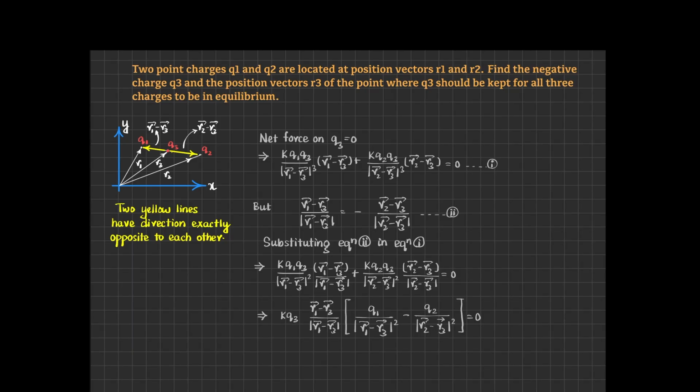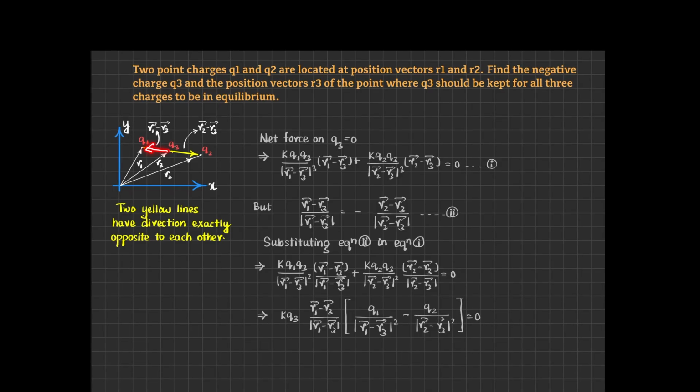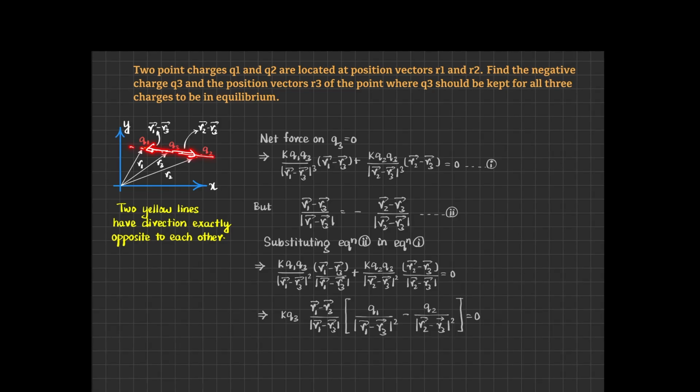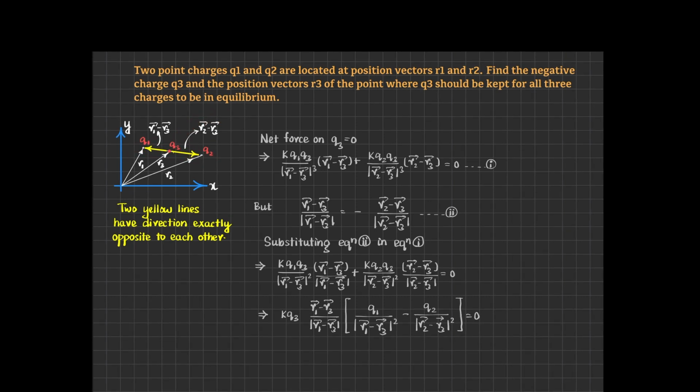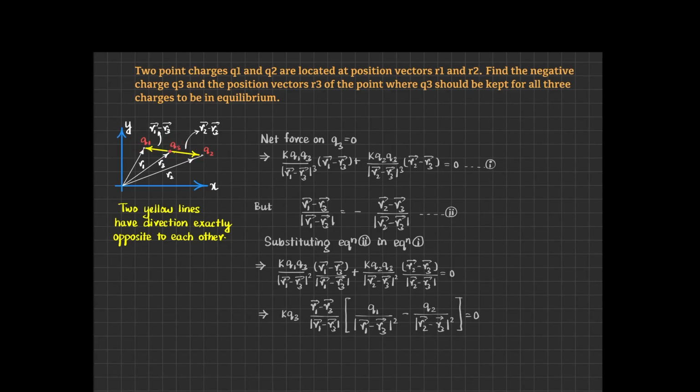Now after writing this, I see that as the two forces are balancing each other, the force on q3 due to q1 and the force on q3 due to q2 are exactly opposite to each other, so their line of action is the same. Anyway, Coulomb's force is a central force, so the force will be along the line joining the two charges. As we are keeping q3 in the middle, both forces must be along the same line, but they are of opposite direction. So if we write the unit vectors, they must be opposite to each other, and that's what we are seeing here.